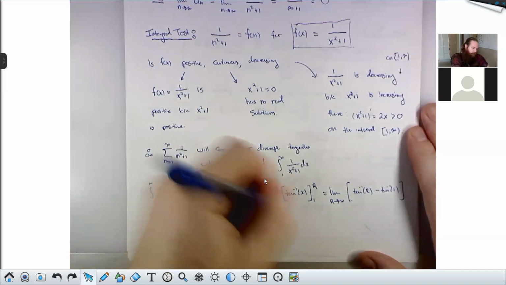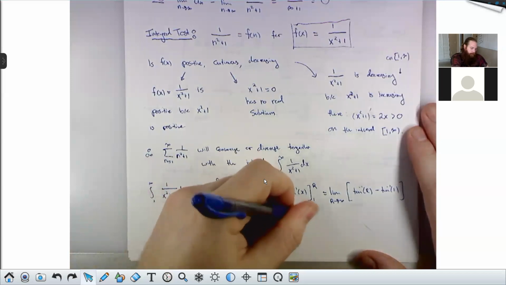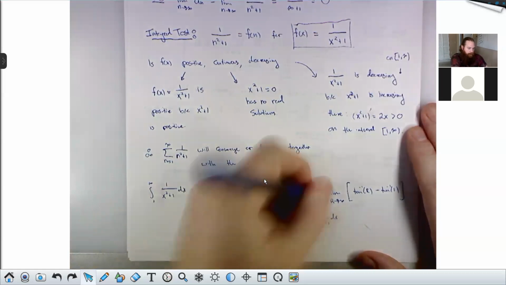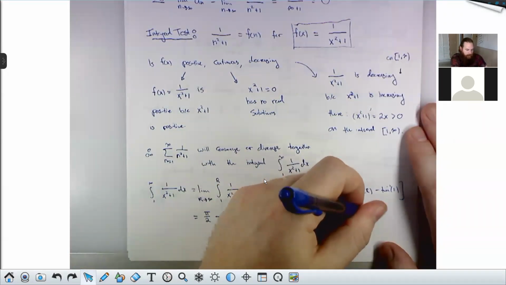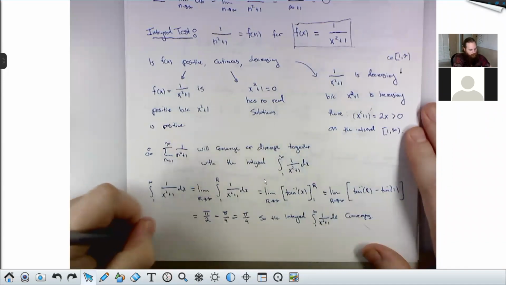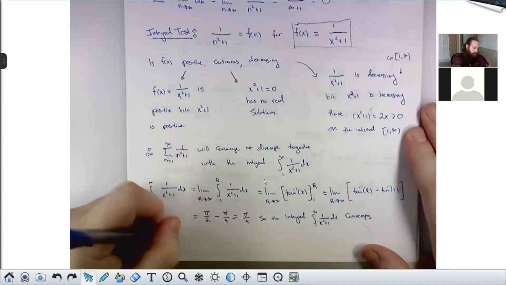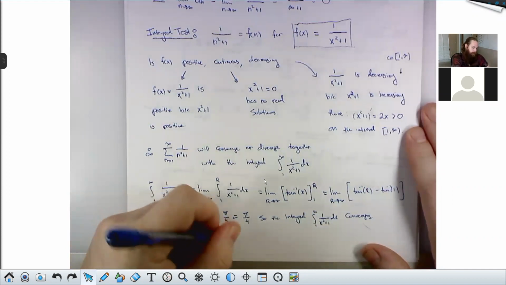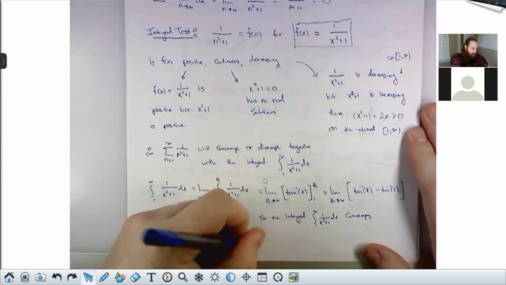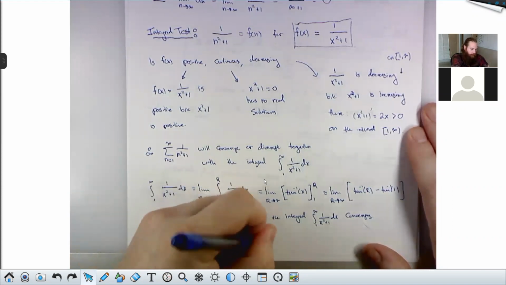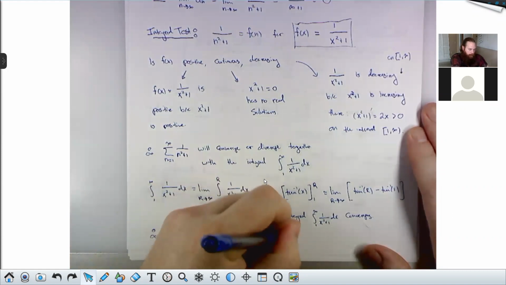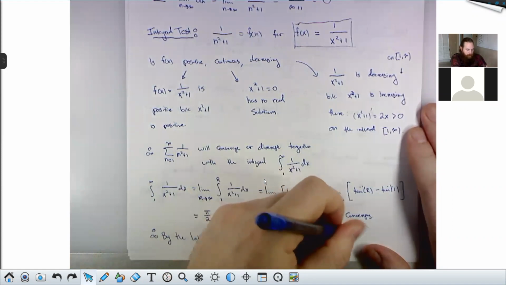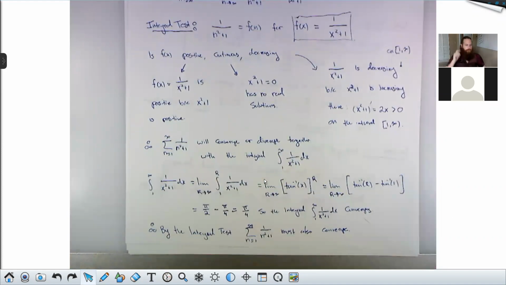So the integral 1 to infinity 1 over x squared plus 1 dx converges. Therefore, by the integral test, the series sigma n from 1 to infinity 1 over n squared plus 1 must also converge. And that's it.